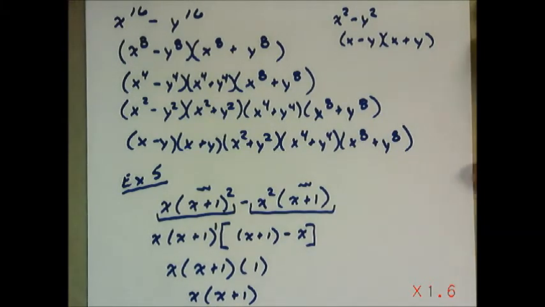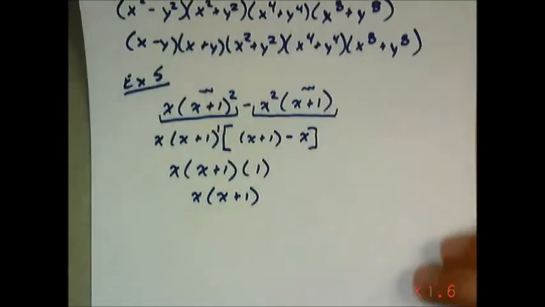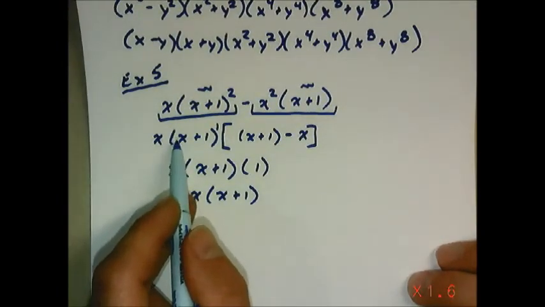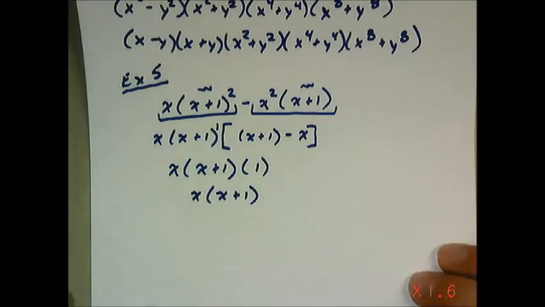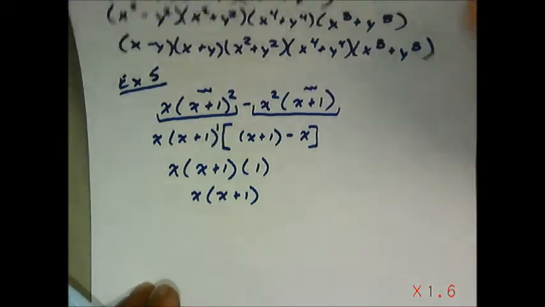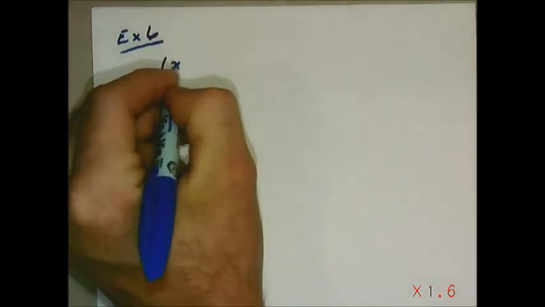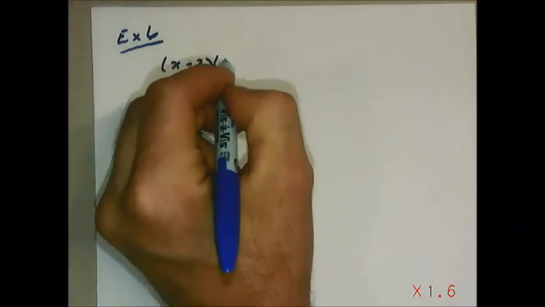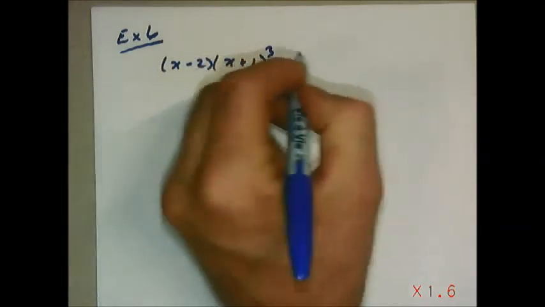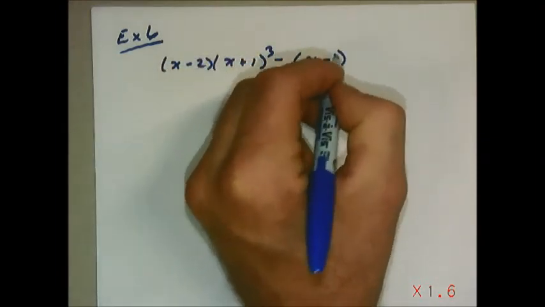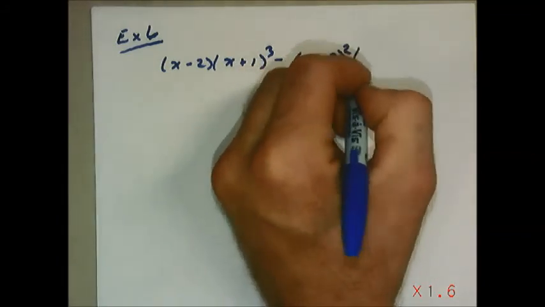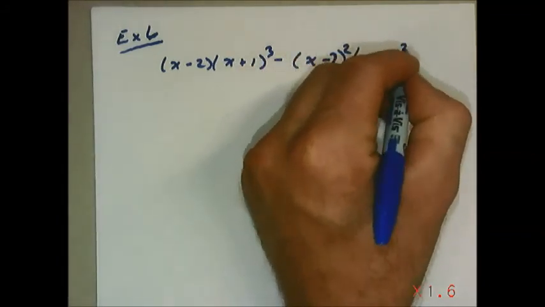Now I'm sure you're all asking the same question. Isn't that just what my GCF was? Well, will it always work out that way? Of course not. Let's look at an example where that doesn't happen, which would be example 6. Here, let's take x minus 2 times x plus 1 to the third, and subtract off it x minus 2 to the second times x plus 1 to the second.